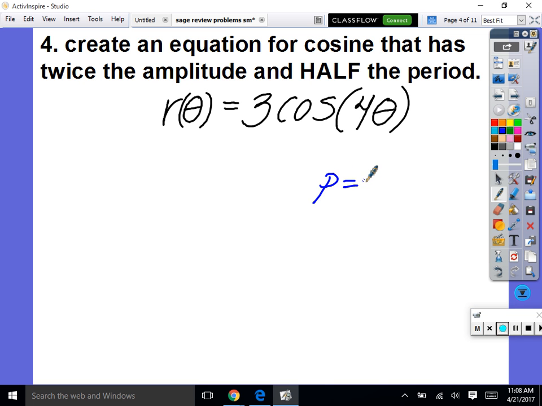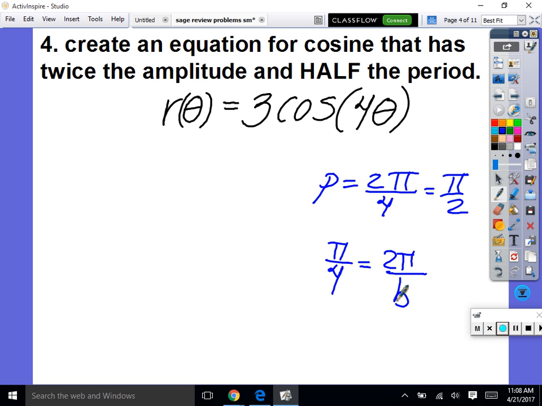The period is 2 pi for cosine, 2 pi divided by b, so that would be pi halves. So we need to cut our period in half, so that's pi fourths. Now I'm going to work backwards, because that's not what goes in the equation. B is... pi fourths is our new period. That equals 2 pi divided by b.